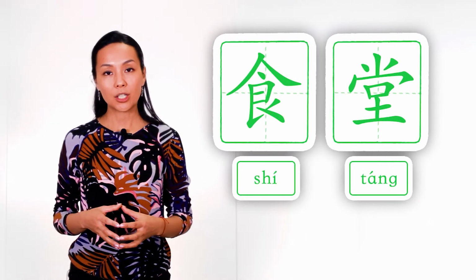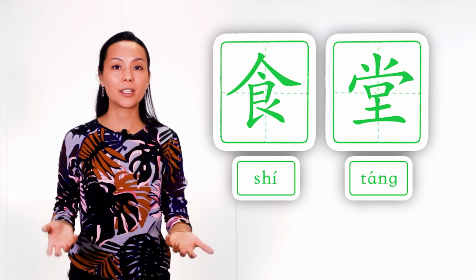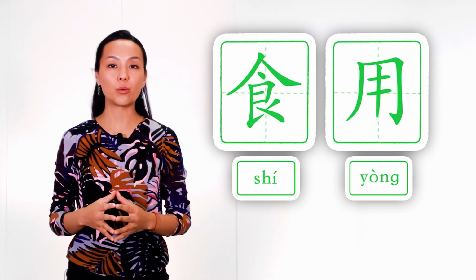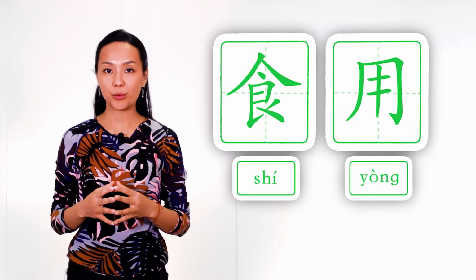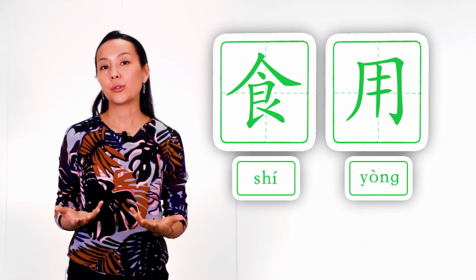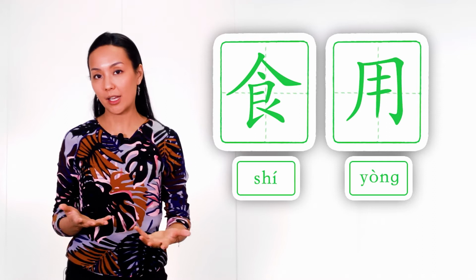The first example, it's a word dining hall, 食堂, 食, meal, food, 堂 hall, together dining hall, a place where we eat food. The second example, it's a word to use for food, edible, 食用, 食, food, 用, to use. For example, to use anything to eat. For example, edible snails and so on.